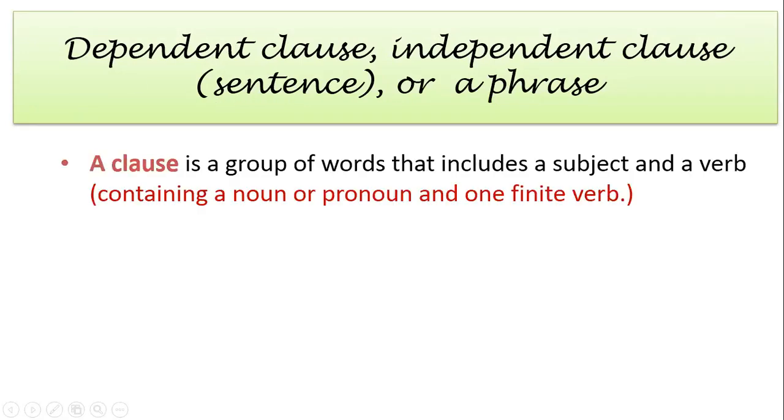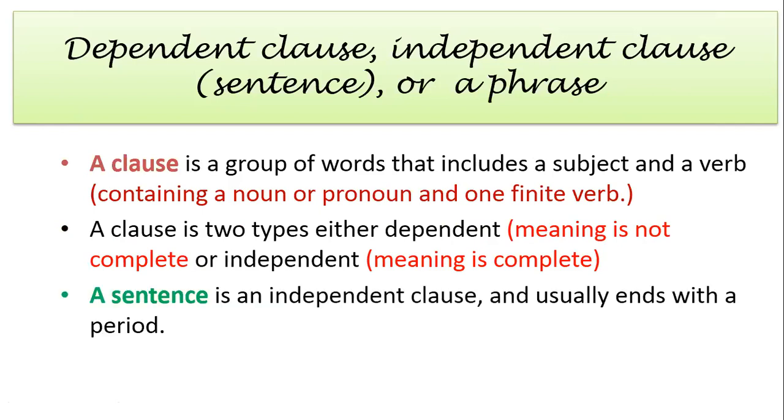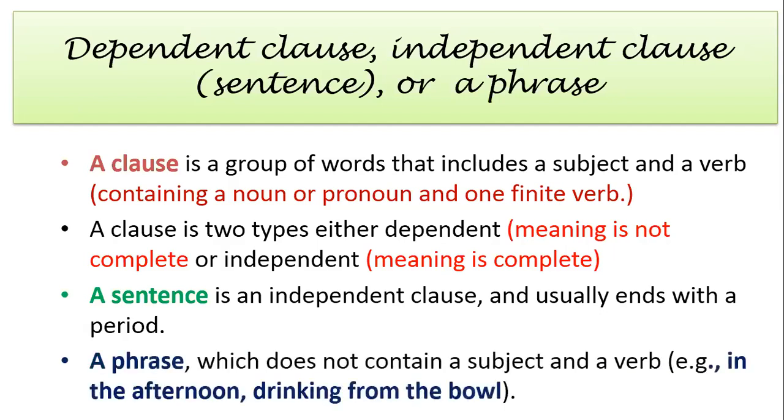A clause is a group of words that includes a subject and a verb, containing a noun or pronoun and one finite verb. We studied the nouns and the pronouns and the verbs, so you know what I'm talking about. A clause is of two types, either dependent or independent. Dependent means the meaning is not complete. We're going to give examples of that later. Independent means the meaning is complete. A sentence is actually an independent clause and usually ends with a period, because we end any sentence or any independent clause with a period.